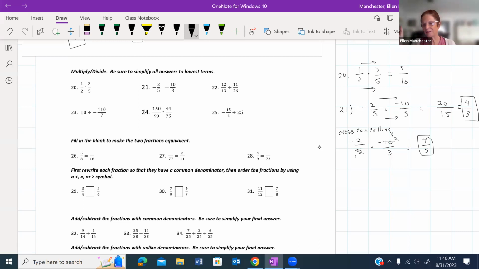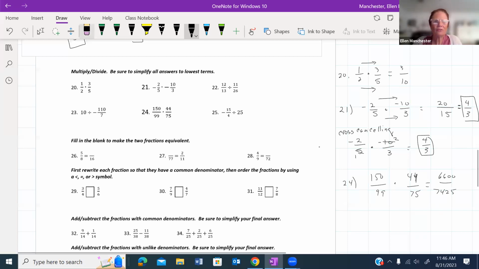They are both correct. You do not have to choose one over the other. I just like cross canceling because look at number 24. 24 is 150 over 99 times 44 over 75, right? If I multiplied straight across, I'd get 150 times 44 is 6,600, and 99 times 75 is 7,425. Way too big of a number. I don't want to have to deal with this, right? I don't like these big numbers.